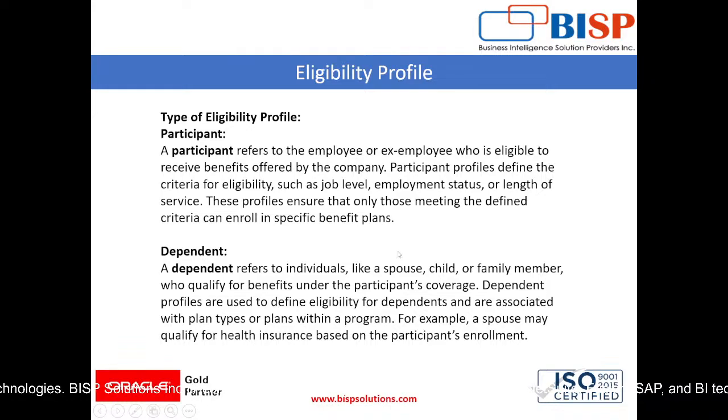In eligibility profile, we have two types: the first one is participant and the second one is dependent. A participant refers to the employee or ex-employee who is eligible to receive benefits offered by the company. The participant profile defines the criteria of eligibility such as job level, employment status, or length of service. This profile ensures that only those meeting the defined criteria can enroll in a specific benefit plan.